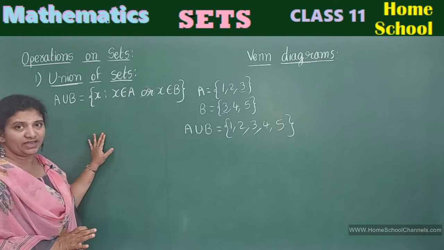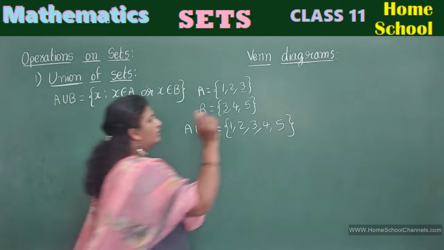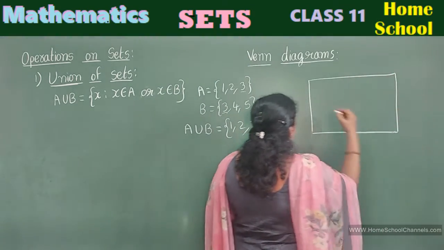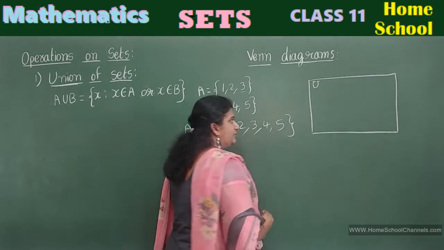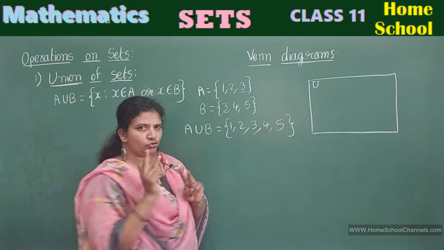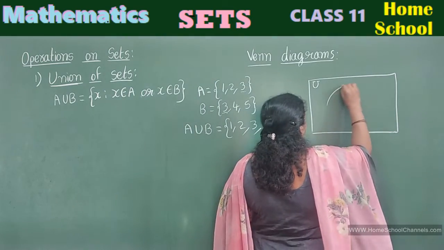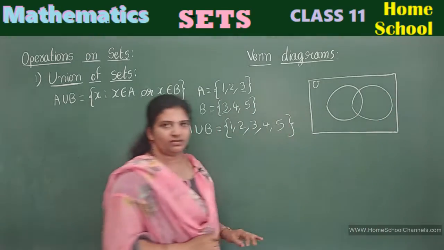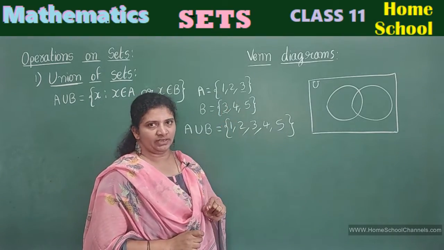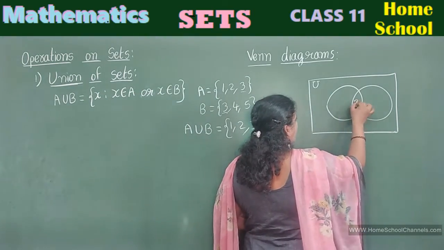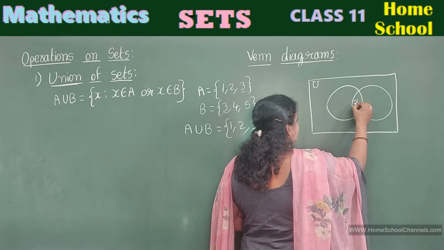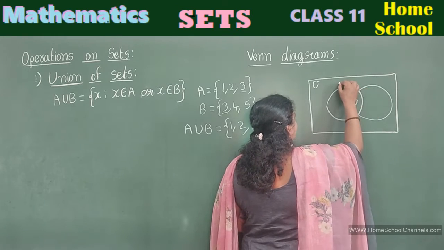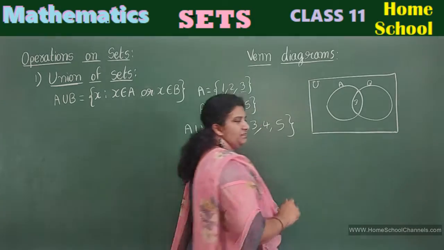Now we are going to draw the Venn diagram for A union B. Draw a rectangle. Always draw a rectangle. This is the universal set, right? A and B, two sets, two circles. Do you have any common elements? Yes, you have common elements. Here 3 is common. The common number I am going to write here in the middle. See here, this part is common for both the sets A and B.